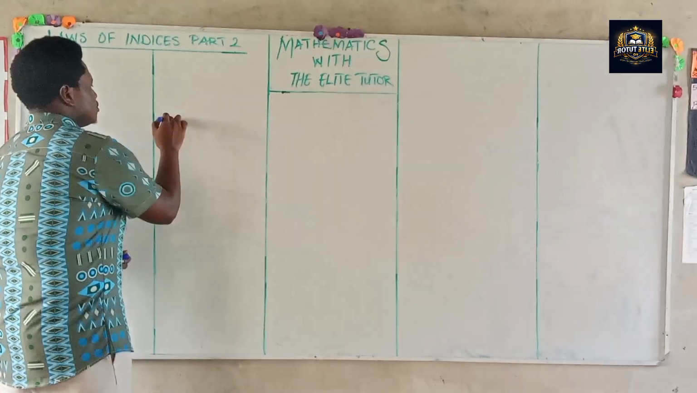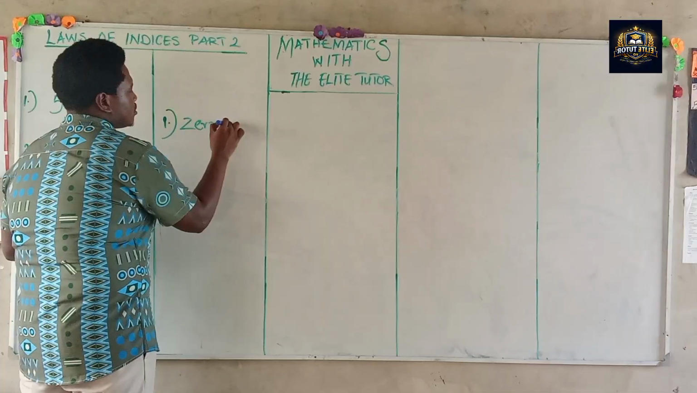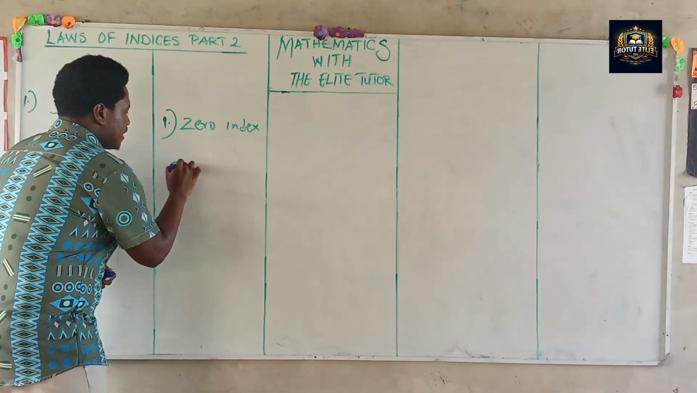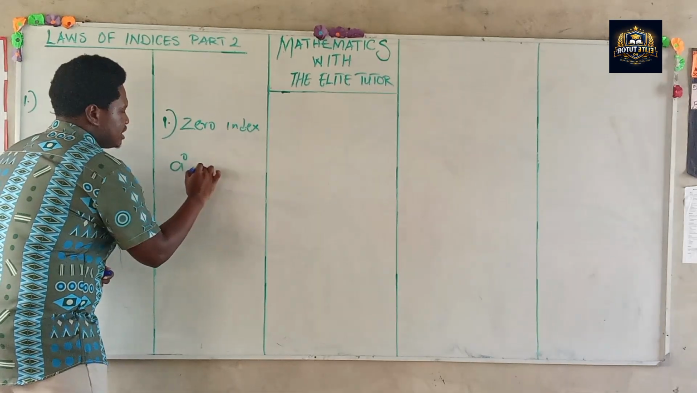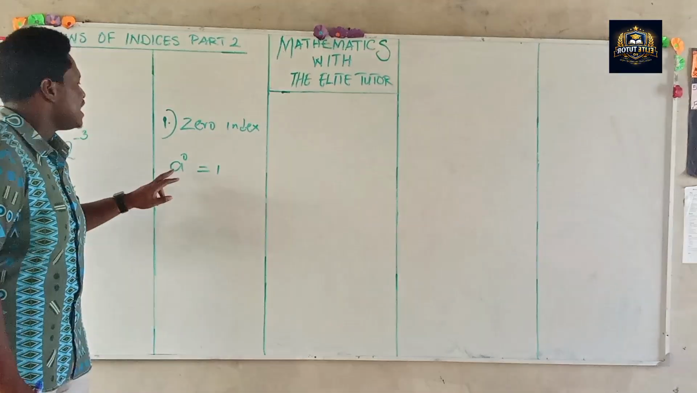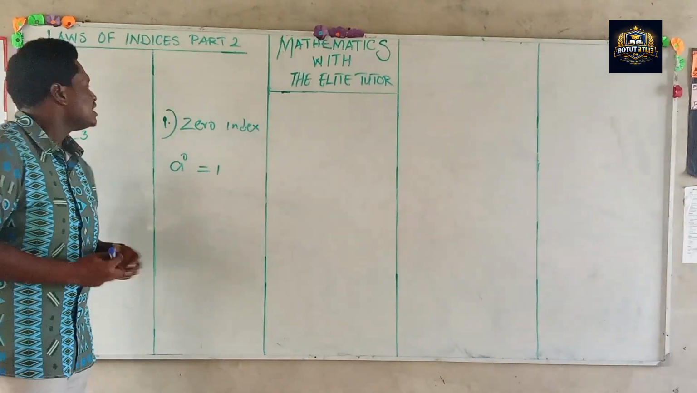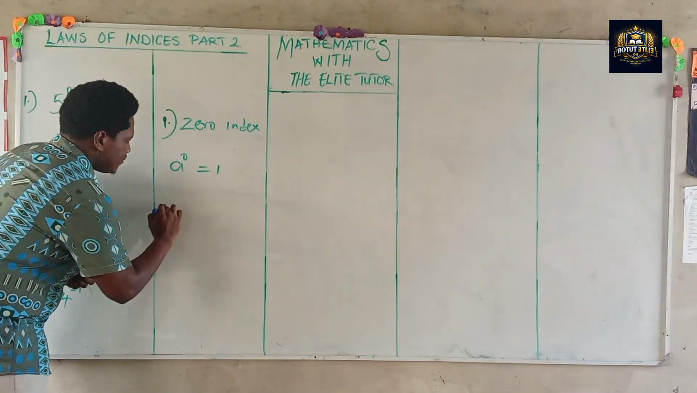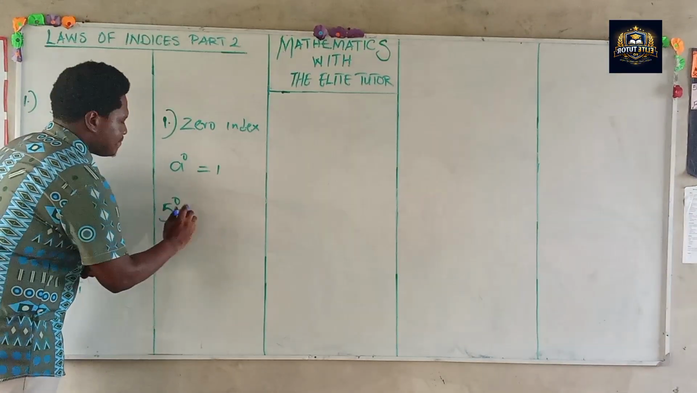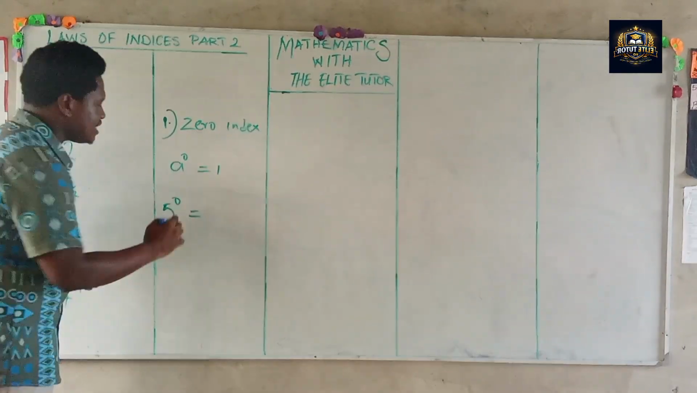So we have the first one, the zero index law. We say if A raised to the power of 0, it gives us 1. So our zero index law is being expressed as A raised to the power of 0 is 1, meaning anything raised to the power of 0 is 1. Now let's look at example 1 where we have 5 raised to the power of 0. Using our zero index law, it means that 5 raised to the power of 0 gives us 1.